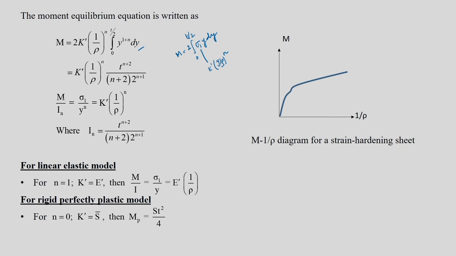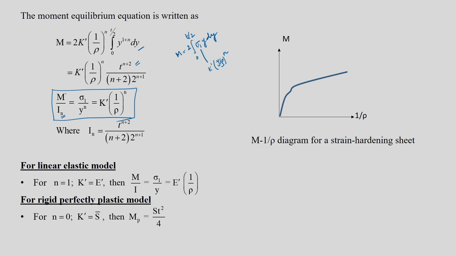Finally, the equation is going to be M by I n, which is nothing but sigma 1 by y, equal to k dash into 1 by rho power n. Here I n is the same as your I, t cube by 12, that we have seen, but here it is very general in nature. I n is nothing but t power n plus 2 divided by n plus 2 into 2 power n plus 1.